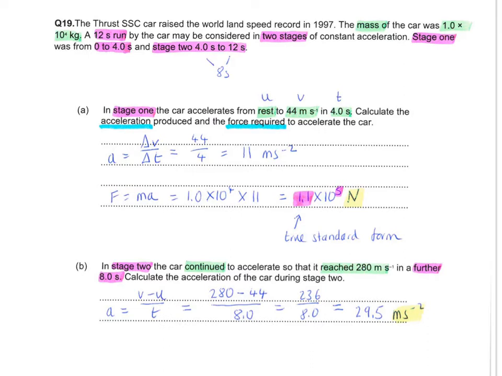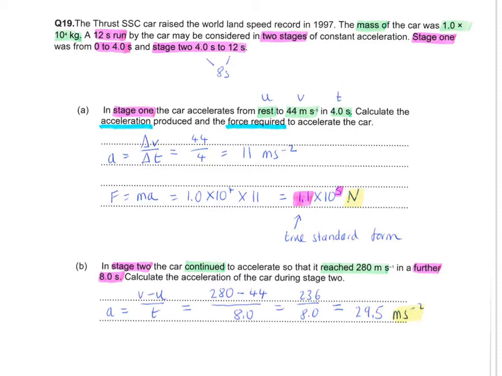Part A. Again, a helpful point here. It clearly says in stage 1, the car accelerates from rest to 44 meters per second in 4 seconds. You are asked to calculate the acceleration produced and the force required. So you can state acceleration is rate of change of velocity. So the velocity changes from 0 to 44, a change of 44 meters per second in a time of 4 seconds. That leads you to an answer of 11 meters per second squared.